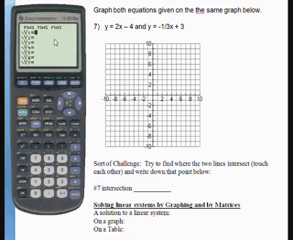Y equals. Well, y is equal to 2x minus 4. So I'm going to go to my calculator and I type 2. X is the letter button next to alpha. It says X, T, theta, n. So we type x. Now here's the important part. It's minus 4. Anytime you're subtracting two numbers from each other, you use the minus button.